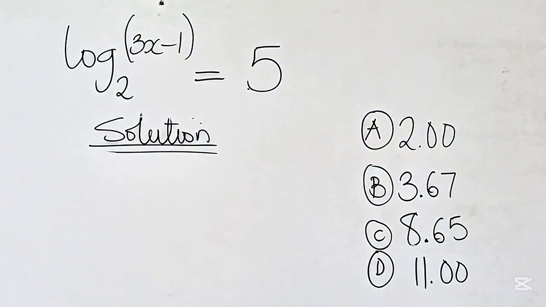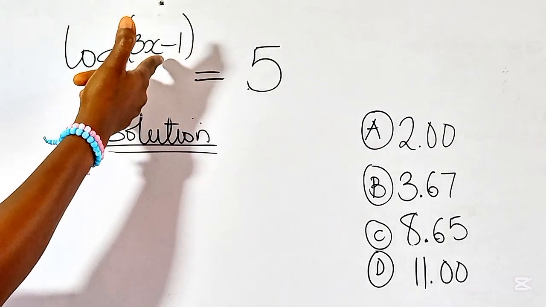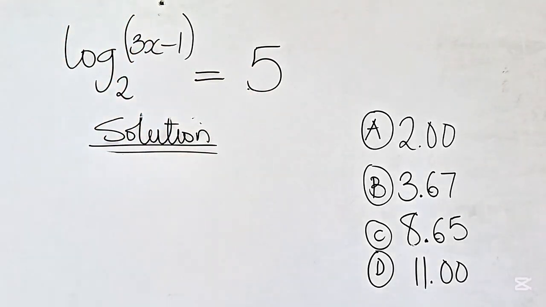In this video, we'll be solving logarithmic equations. I'll be showing you the relationship between logarithm and indices with two examples. So we have our first example here. It says log to the base of 2 of 3x minus 1 equals 5.